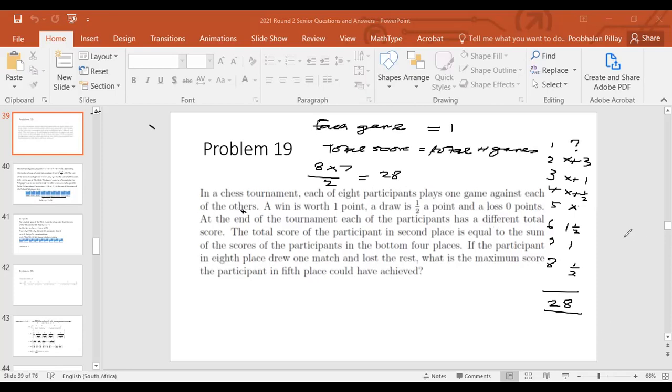So let's add up all the scores. You got an unknown here. Let's call this y. So y plus, all right, let's add up all the x's. You got 1, 2, 3, 4. Okay, y plus 4x. And then the numbers are 4, 4.5, 6, 7, 7.5. Right?